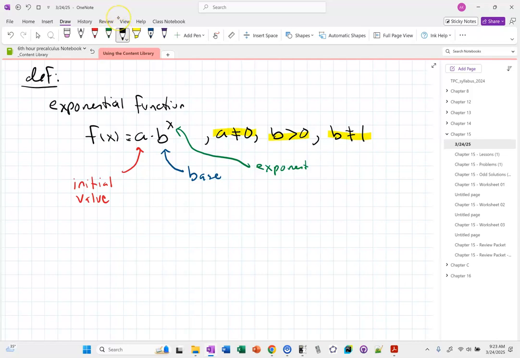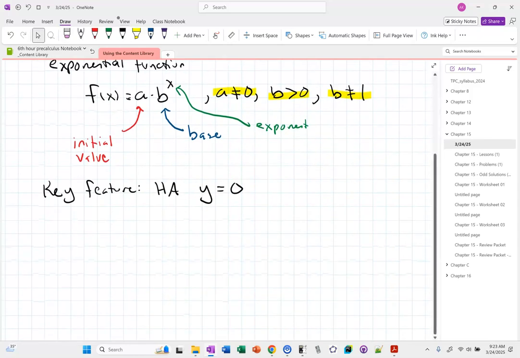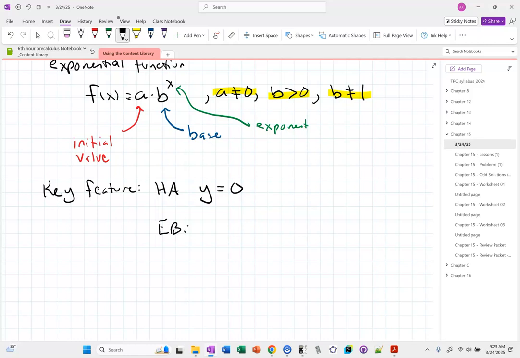So every exponential function has a key feature that's a horizontal asymptote. And that horizontal asymptote is at y equals 0, but the end behaviors are either going to be, oops, let's do that.